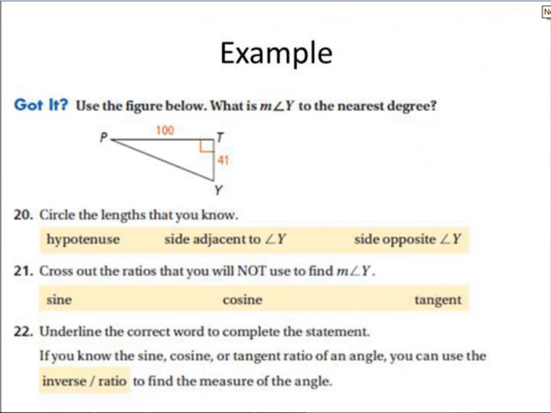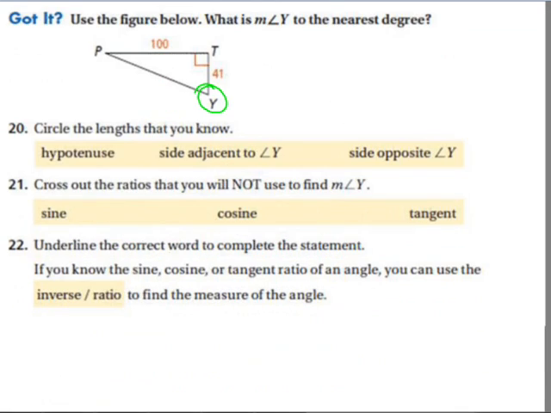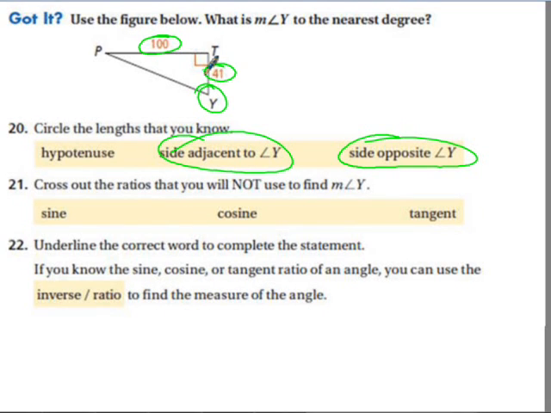When we have a problem, like for example here, use the figure below. What is the measure of angle y? So we want to know the measure of angle y. Well, we're going to work our way through this, and it'll kind of explain the problem for us. Circle the lengths that you know. Do we know the hypotenuse? Do we know the side adjacent to y? We know that that's 41. The side opposite to y, do we know that one? We know that that one's 100. Okay? Cross out the ratios we will not use.